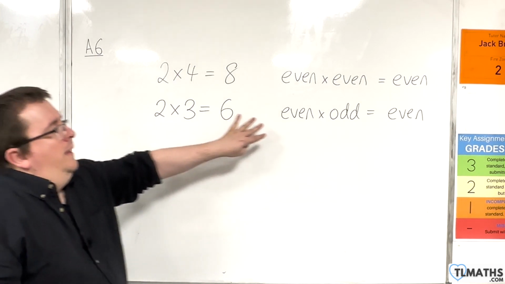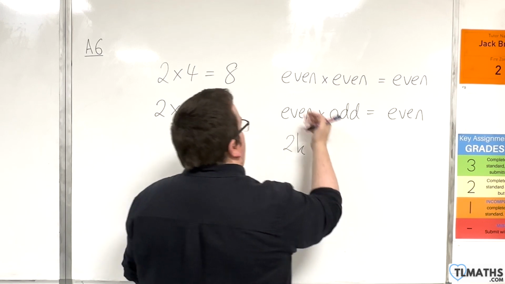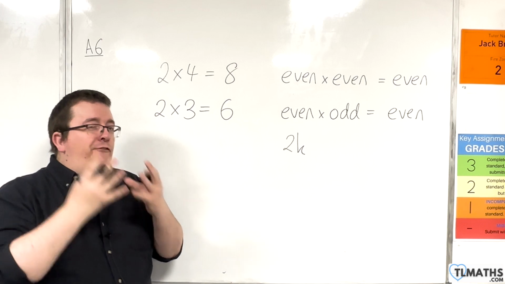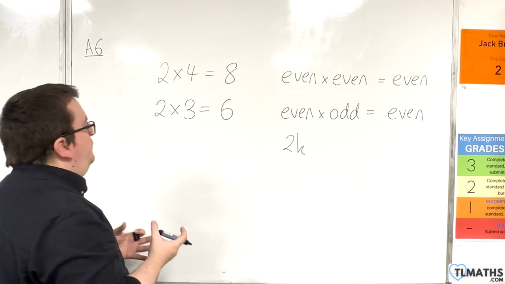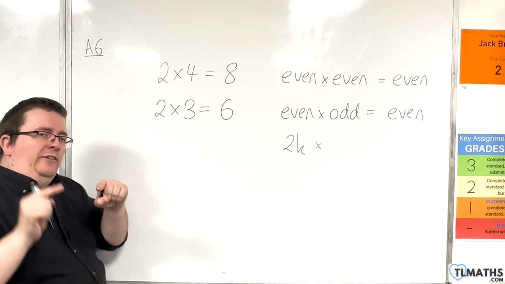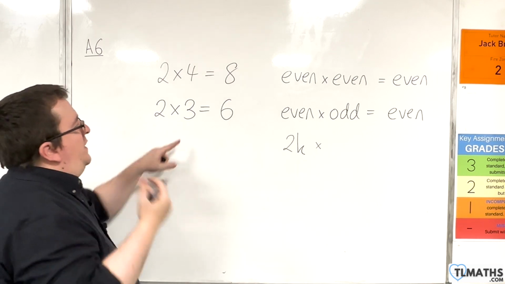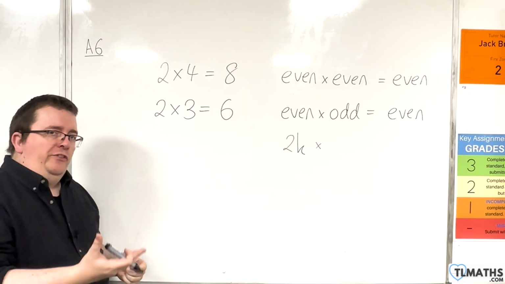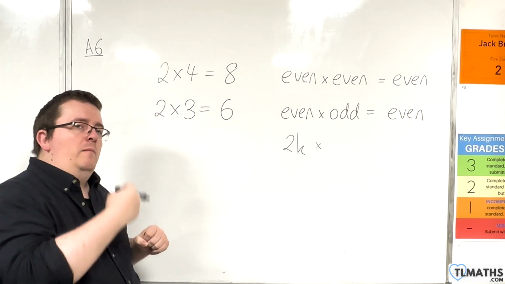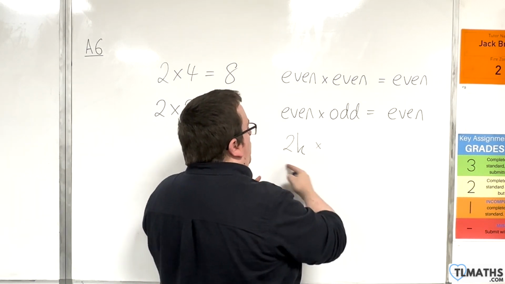Well, if I had an even number, I could write that as 2k, just like I did before. If it's an odd number and I've got to force it to be odd, then an odd number is always one more than an even number, isn't it? If you think about the number 3, it's 1 more than 2, and 5 is 1 more than 4, and 7 is 1 more than 6. So an odd number is always 1 more than an even number.